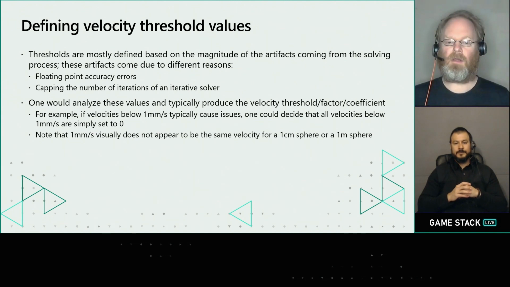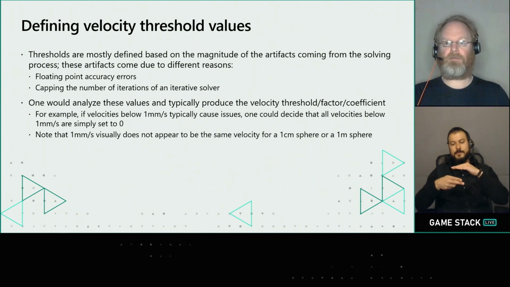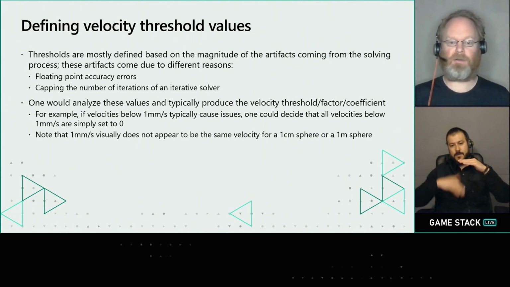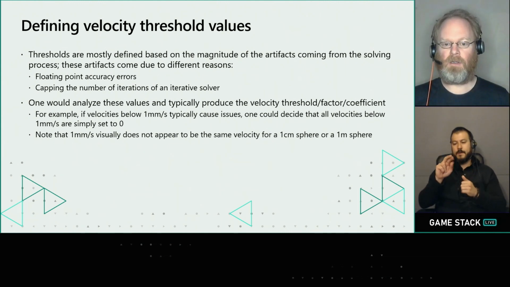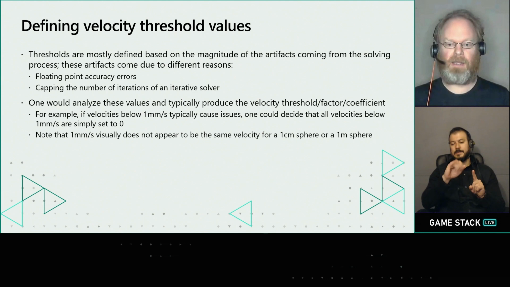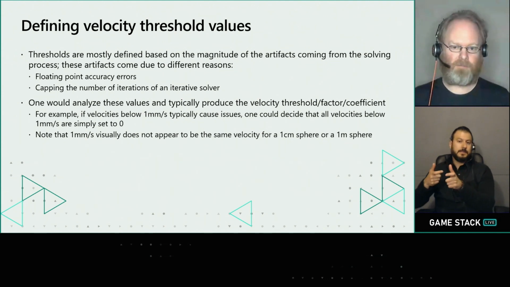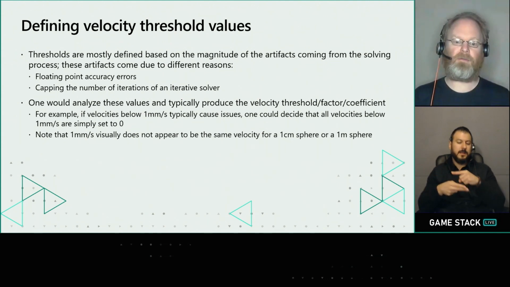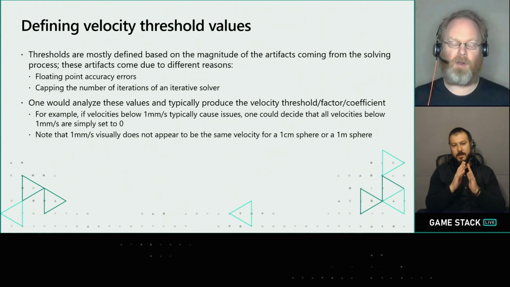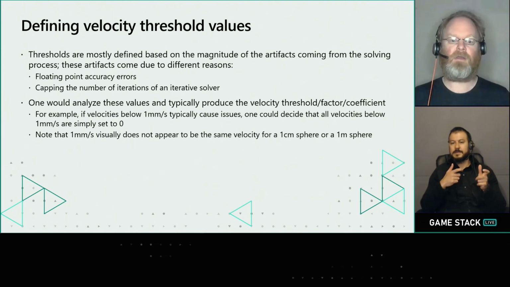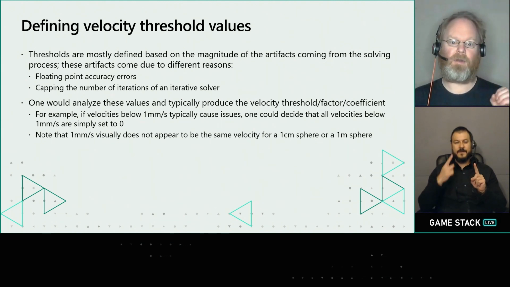So the threshold that we want to clip our velocities below, if the velocity is below a certain threshold, we want to put it to zero. It should correlate with the artifacts that we're seeing in our simulation. And small velocities are typically causing those problems. So we really want to clip those small velocities. But we also have to remember that what is small, a small velocity is going to feel different for a 1 centimeter object compared to a 1 meter object. It's the old, is this smaller, is this far away type problem.